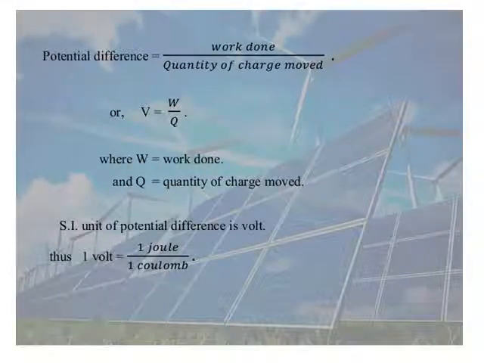This slide gives you the exact formula which is described in your textbook. Potential difference is equal to work done by quantity of charge moved. So potential difference is denoted by the letter V, work done by the letter W, and charge by Q. So W is the work done, Q is the quantity of charge moved. The SI unit of potential difference is volt. How will you define 1 volt? 1 volt is equal to 1 joule by 1 coulomb.